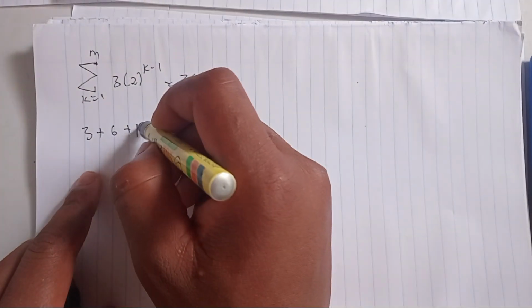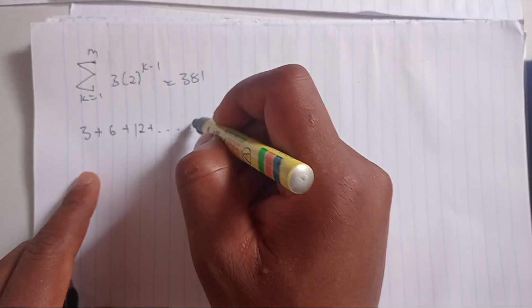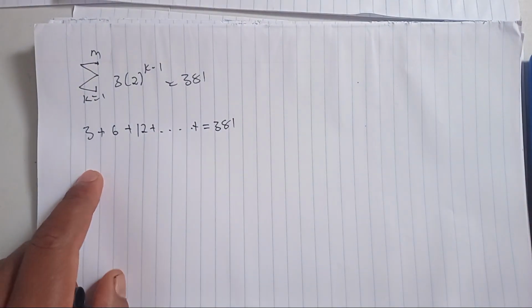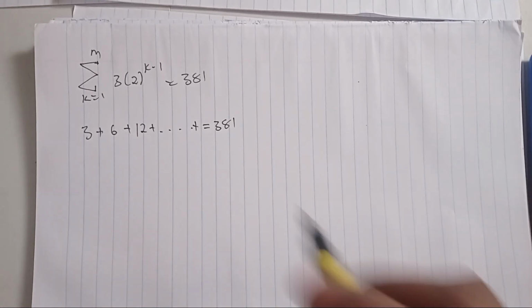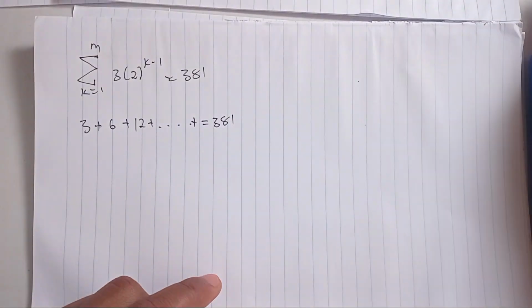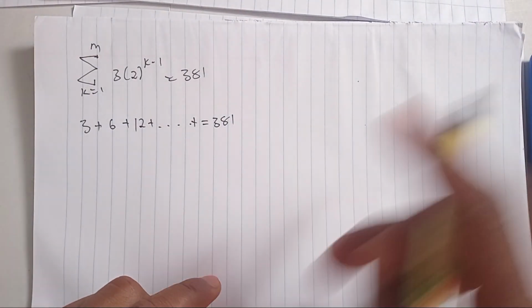So the series goes like this. The whole thing is equivalent to 381. Now we identify the type of series that we're going to have. The second step says identify the type of series.